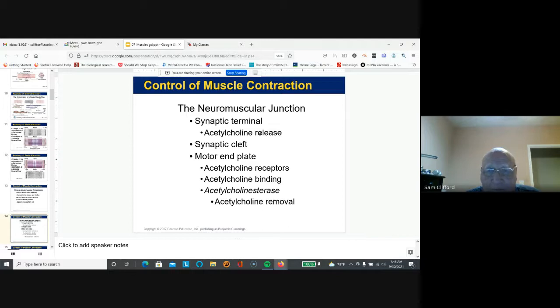Every muscle fiber, muscle cell has a neuromuscular junction, meaning it's a synapse. So it's the joint, the nerve is very, very close to the motor end plate and has a synaptic cleft. On the motor end plate are acetylcholine receptors. Acetylcholine can bind, and after the muscle contracts, acetylcholinesterase has to remove it.